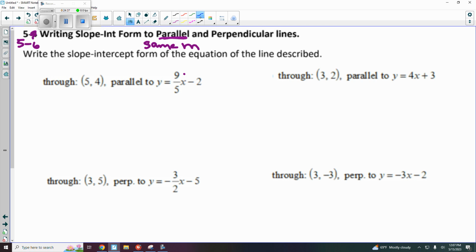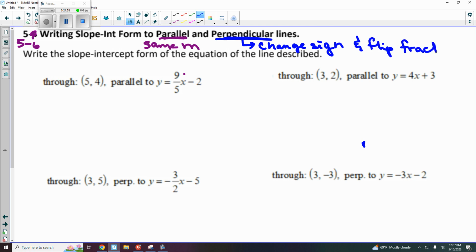And then for perpendicular, there's 2 things we have to do. Does anyone remember the 2 things you have to do for perpendicular lines? Change the sign, you got it, change the sign, flip the fraction. So change signs. If it's positive, we make it negative. If it's negative, we make it positive. And then we flip the fraction.